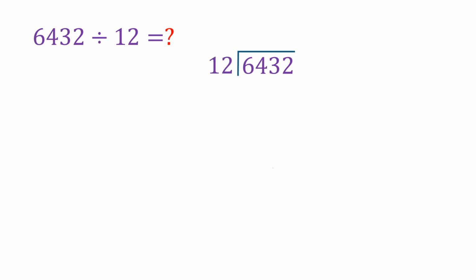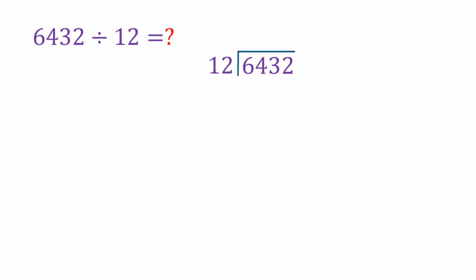So it will be like this, 6,432 divided by 12. Now, from left to right of the dividend, the one inside the box, we're going to divide it. We start with 6 divided by 12. But observe that 6 is smaller than 12, so we have to use two digits because we cannot divide when it's smaller than the divisor. So we have to use the two digits 6 and 4, like a 64. So it's 64 divided by 12.